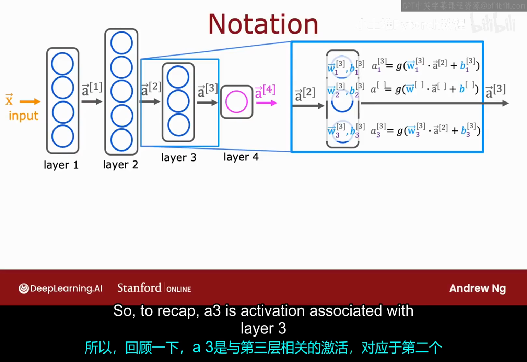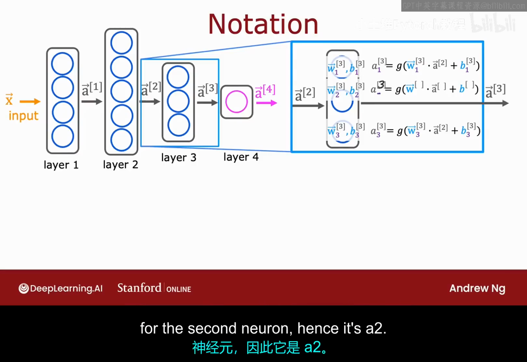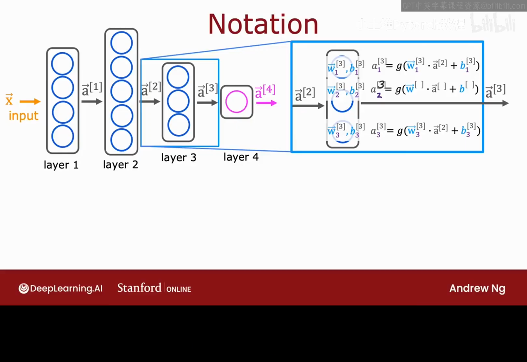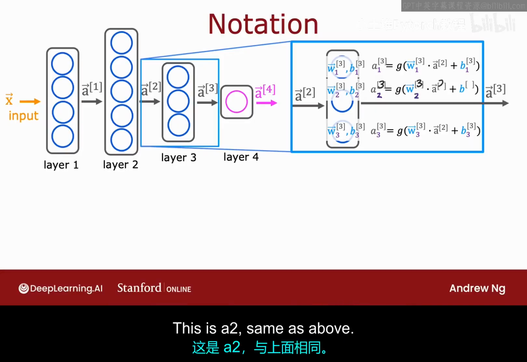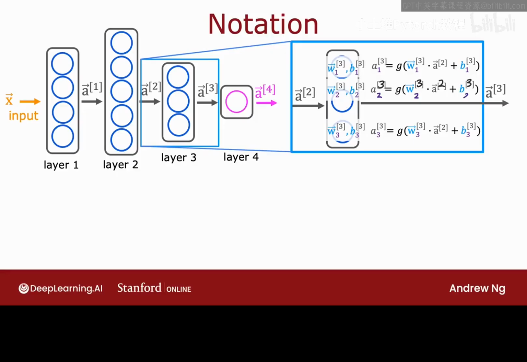So to recap, a[3]_2 is the activation associated with layer 3 for the second neuron, hence it's a 2. There's a parameter associated with the third layer for the second neuron. This is a[2], same as above, and then plus b[3]_2. So hopefully that makes sense.